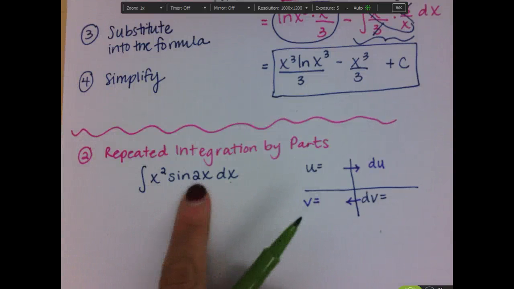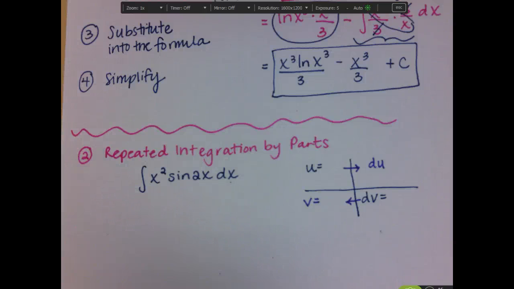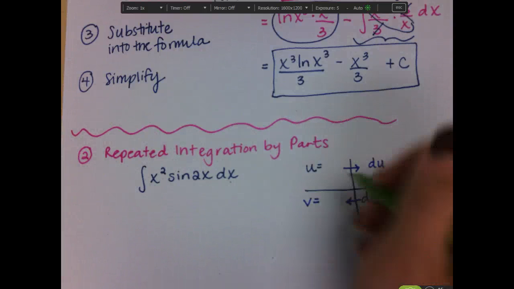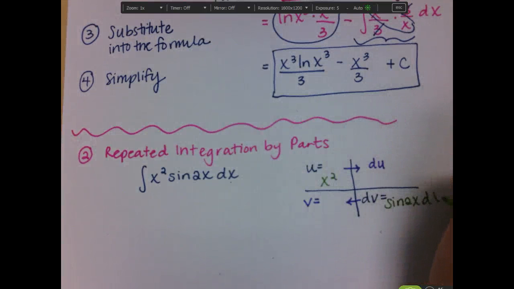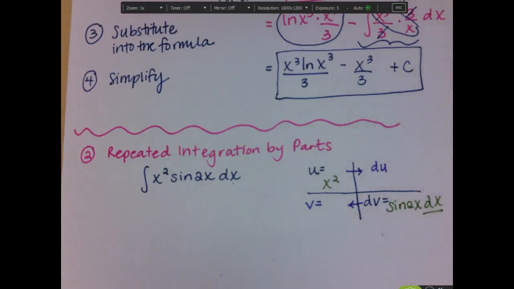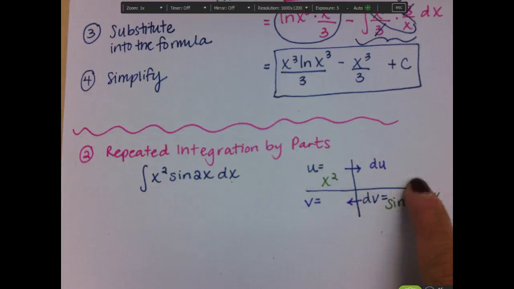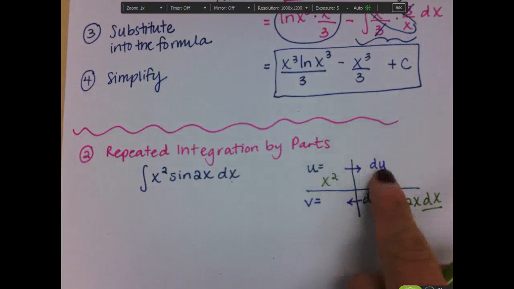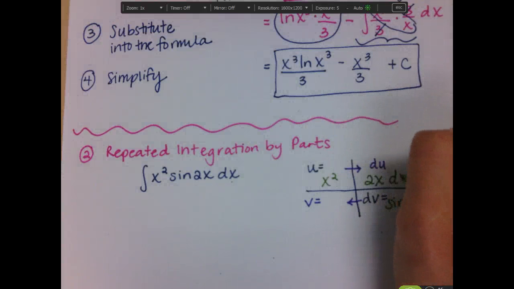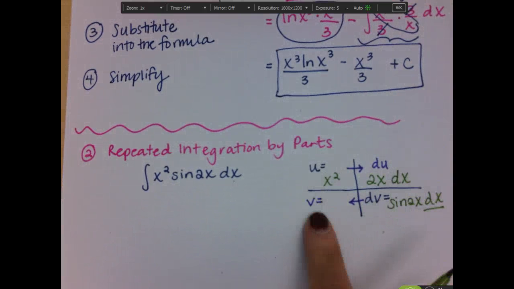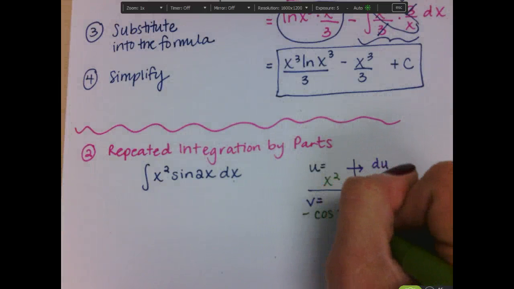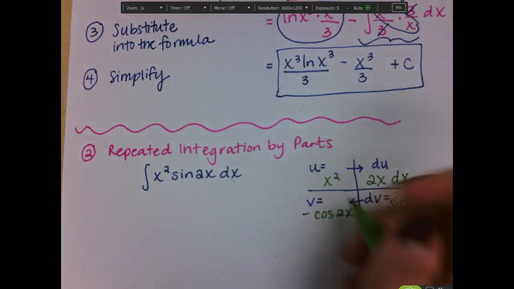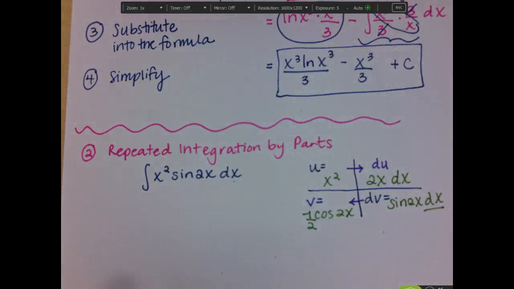So as I'm looking at this, which one do I want to be u and which one do I want to be dv? Well, I don't know. I'm going to take a guess. Just remember that whatever you pick to be dv has to include the dx. Alright, let's find the derivative and the antiderivative. So here I need to find the derivative, 2x dx. Here I need to find the antiderivative, which will be negative cosine 2x, and then because of the 2 I need to divide by 2 or multiply it by 1/2.